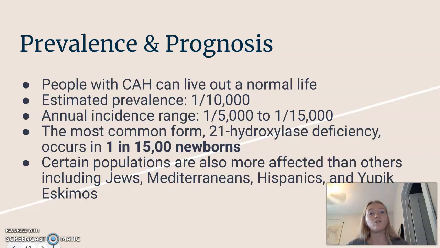So the prevalence and prognosis of CAH, it's very fortunate they can live a normal life. There's a lot of medications out there that have helped people with CAH, although there is no cure. There's a prevalence of 1 out of 10,000, and there is quite a big range for that, but with the most common form, 1 in 15,000 newborns are born with CAH. And it is more prevalent in certain populations, including Jews, Mediterraneans, Hispanics, and Yup'ik Eskimos.